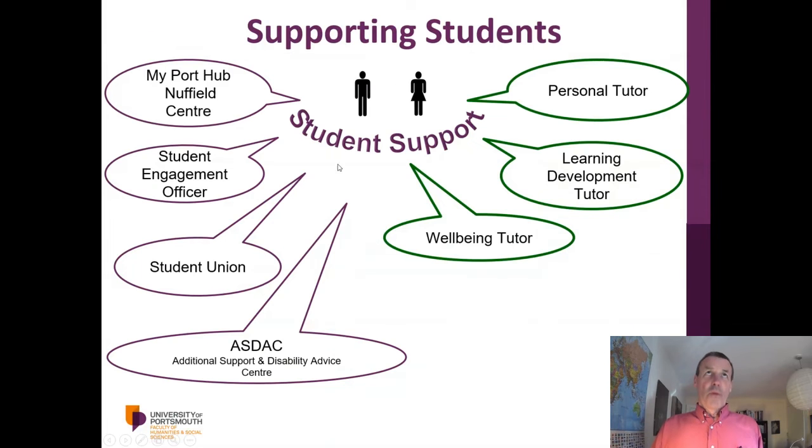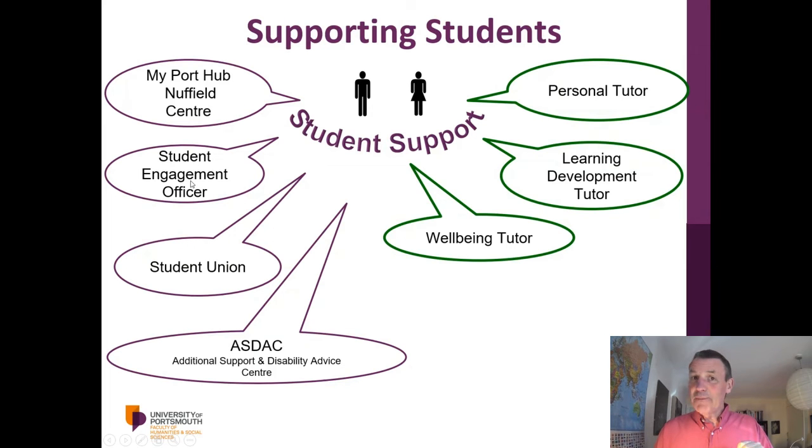Well, over on the left, these are the support services offered by the university as a whole, the central university. It includes the hub. These are administrative hubs. You can go and visit them, you can email them, you can phone them, and they will help with all administrative issues. You know, what to do if you're late with your assessments, or what to do about fees, and all of the rest of it. They're very friendly, very helpful.